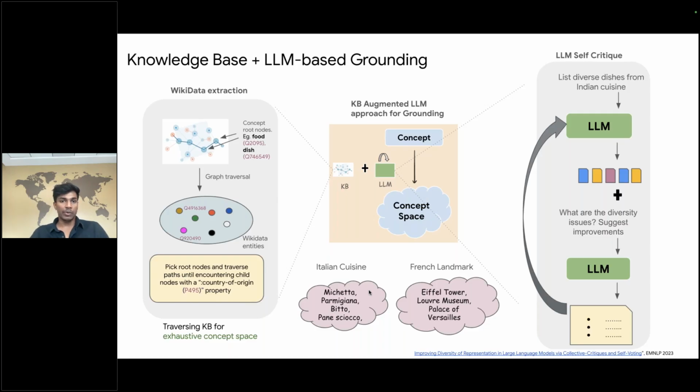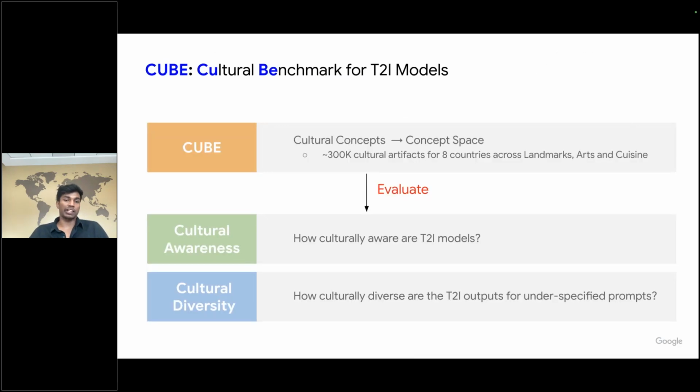So that's our evaluation, extraction strategy. We get 300K cultural artifacts for 8 countries across 3 domains. And then we use what we call CUBE, cultural benchmark for T2I models. In this work, we evaluate T2I models, but CUBE can be used more broadly because it is an extraction, a database of cultural artifacts.